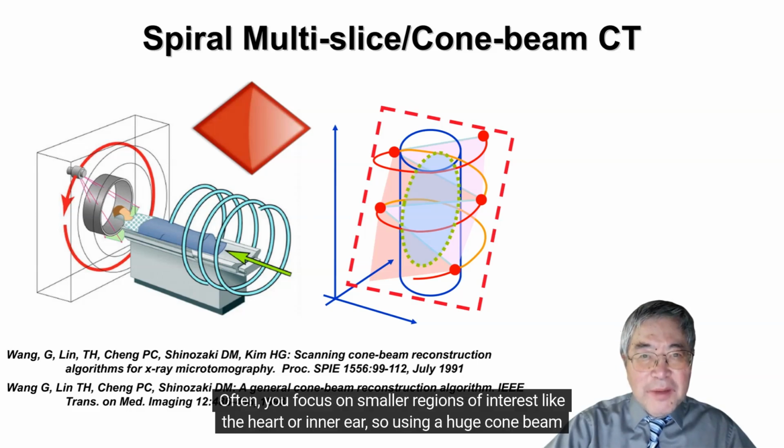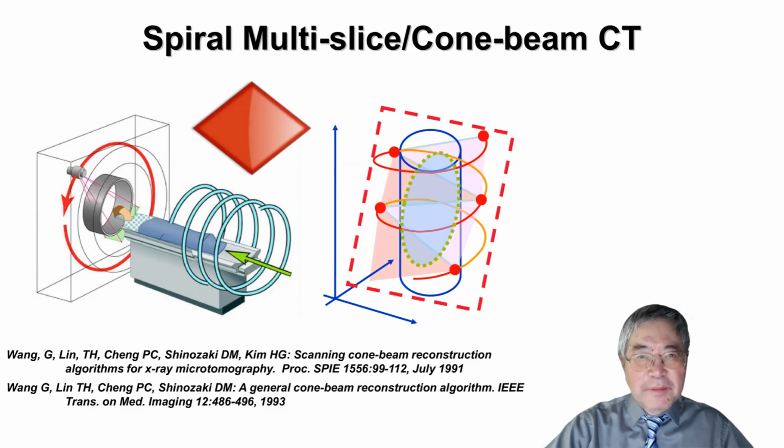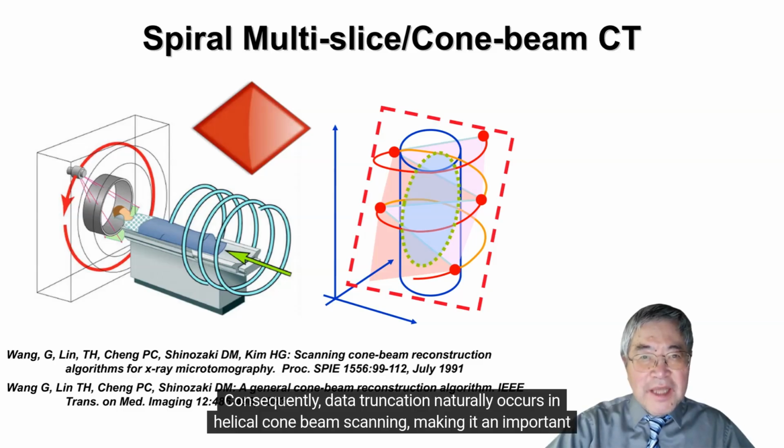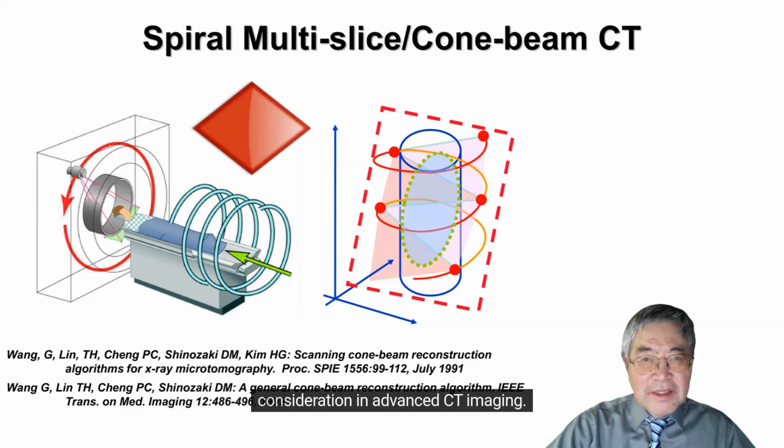Often you focus on smaller regions of interest like the heart or inner ear, so using a huge cone beam isn't practical. Consequently, data truncation naturally occurs in helical cone beam scanning, making it an important consideration in advanced CT imaging.